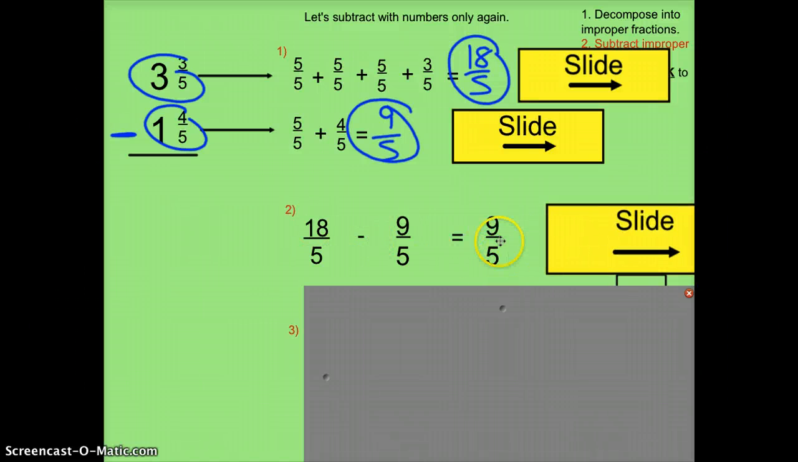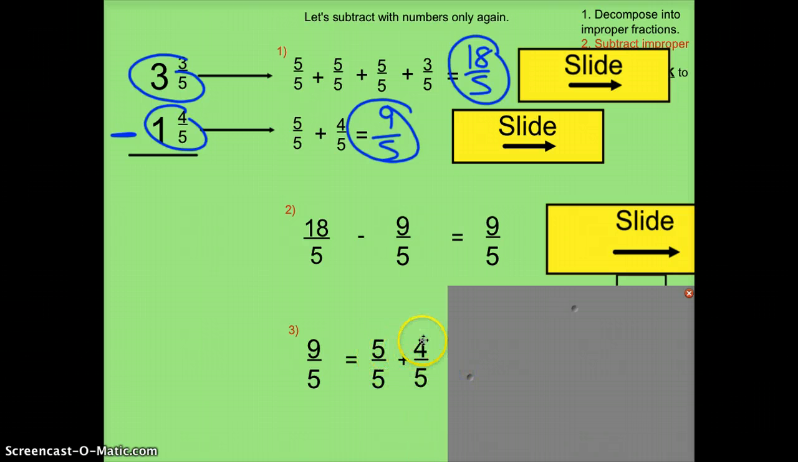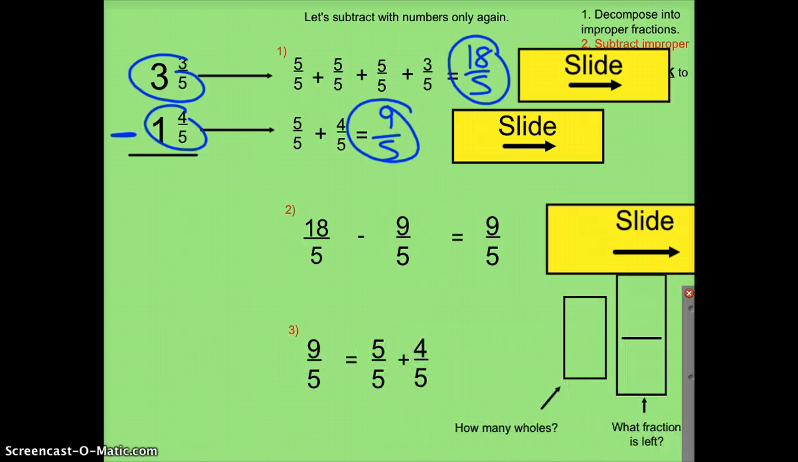Now we'll take 9/5 and decompose it. It's improper, so I know there's at least a whole number in there. 5/5 is the size of one whole. If I add another 5/5, that's 10. So instead I'll add 4. 5 plus 4 equals 9. Based on this number sentence, I can see that I have one whole and 4/5. That's my answer, 1 and 4/5.